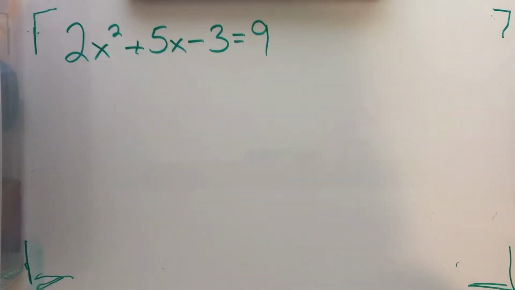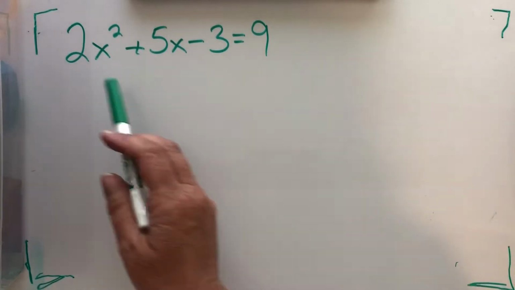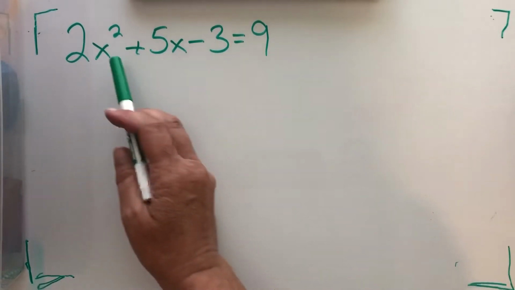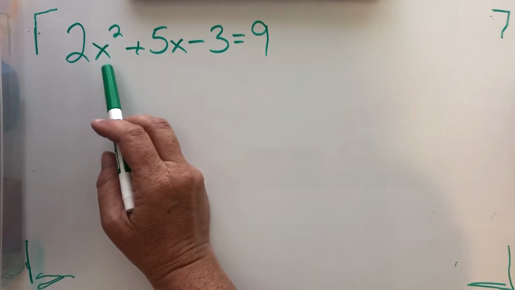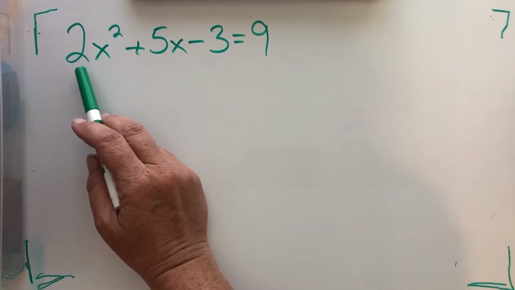Okay, let's find the solutions to this quadratic equation. When we find the solutions, we are looking for the values of x that would make this equation true. Because it's a quadratic, meaning there's a squared on the x, it's very likely going to have two solutions. And because a does not equal 1, it's very likely that at least one of our solutions will be a fraction.